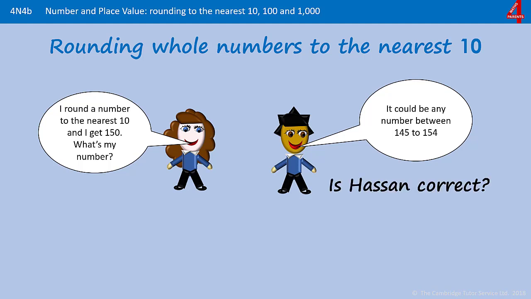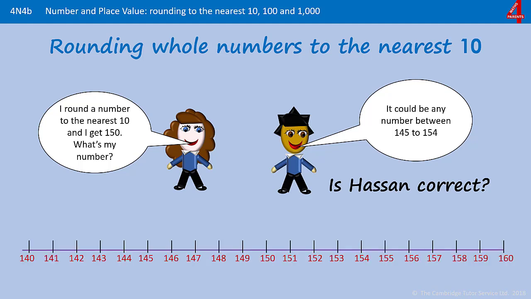Is Hassan correct? We're going to look again at a number line just to see how this works. And in the middle there's 150, which is the number Bethany got to when she rounded her original number. If we look at 150, we have the numbers on the left side as you're looking at it, where you would be rounding the number up to get to 150, and on the other side there are the numbers that you would round down to get to 150.